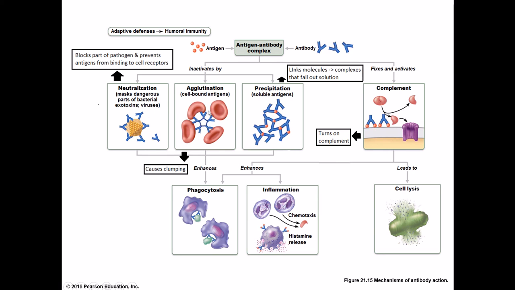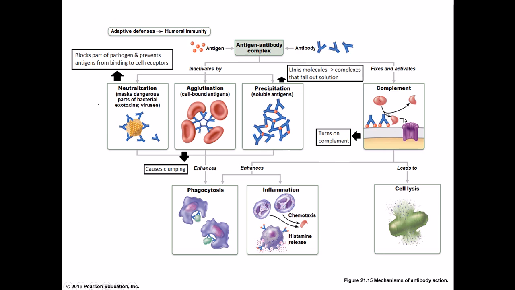Neutralization, agglutination, and precipitation all then make it easier for parts of the innate immune system to phagocytize the complex that is precipitated out, or the big clump of cells, or these now neutralized exotoxins. And so it's really the innate immune system that is getting rid of them, but it's made easier by the action of the various antibodies.